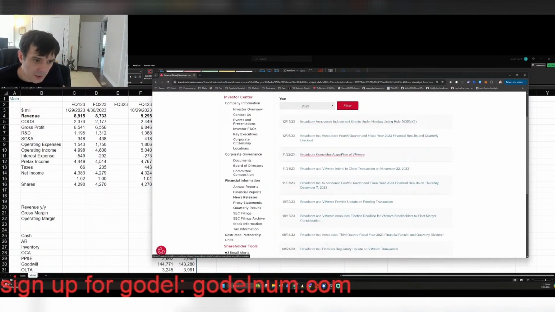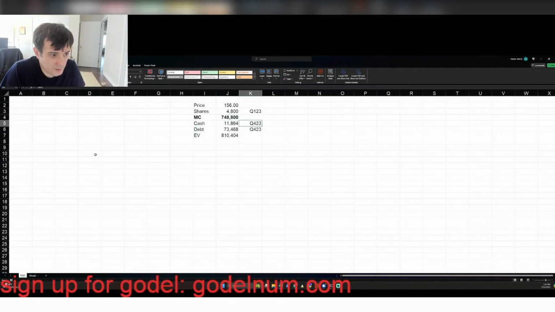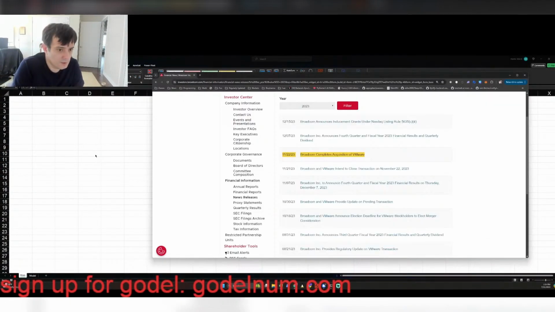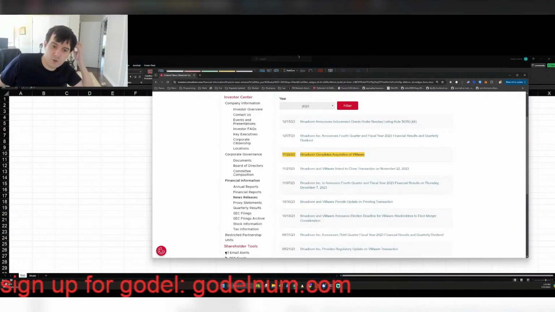And you can see they acquired VMware, which is a software company, virtualization software, 11/22/23. Virtual machines, that's the VM in VMware. That was a big acquisition. VMware was one of the biggest software companies in the world. And for Broadcom to buy them made them kind of an unusual company, both hardware and software.